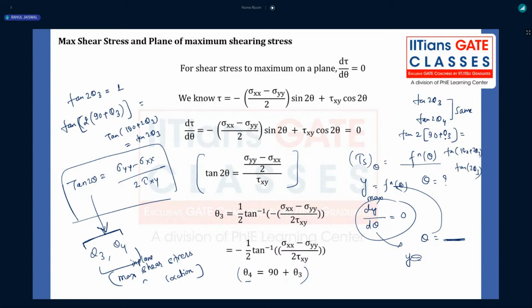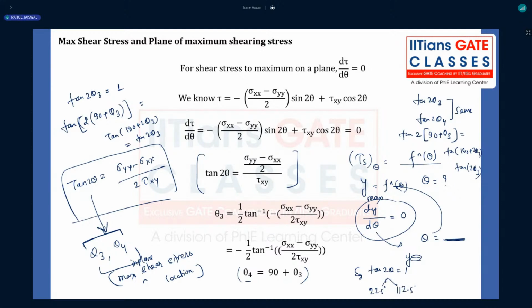So from there you will be getting two values. Tan 2 theta, if you solve it, you will be getting two values. For the example I told you, tan 2 theta equals 1, so from here, one value will be 22.5 degree. The other value will be 112.5 degree.